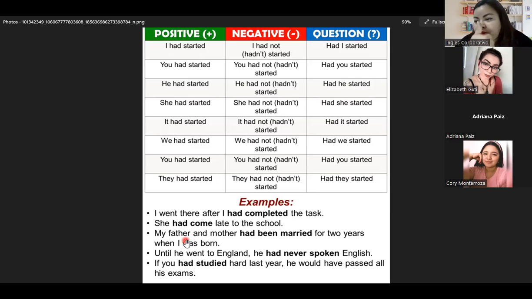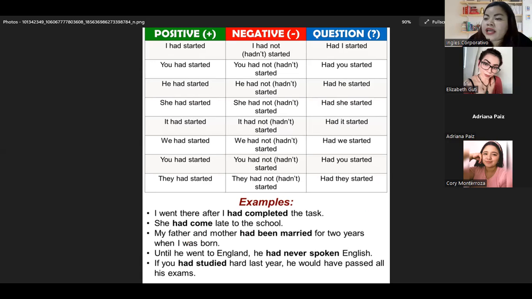Things that we need to remember. We always use had as an auxiliary, no matter what the subject is, right? Another thing is that we are going to use past participle verbs, not simple past. That is a common mistake that we make, that we use verbs in past and not past participle. So we need to remember that. And the auxiliary that we use for questions is had.